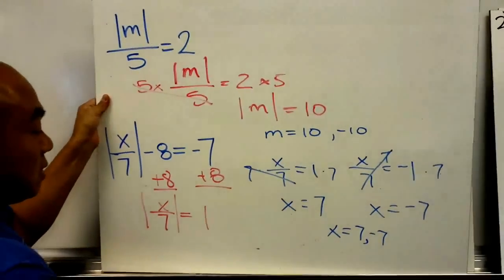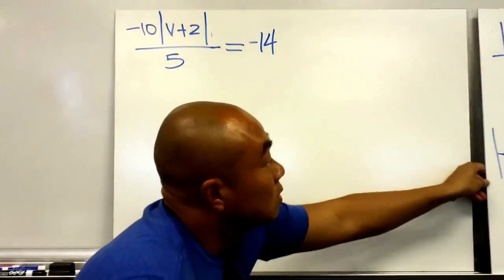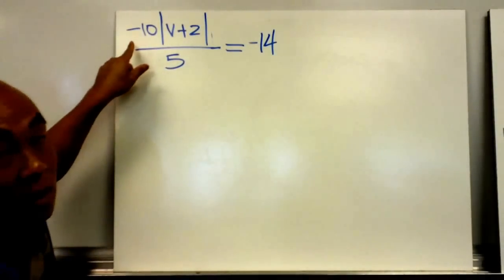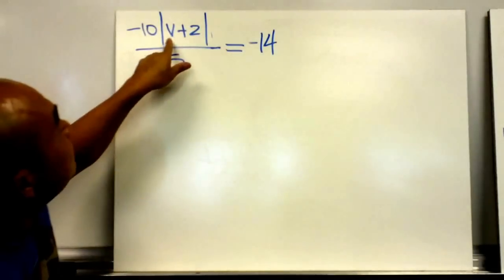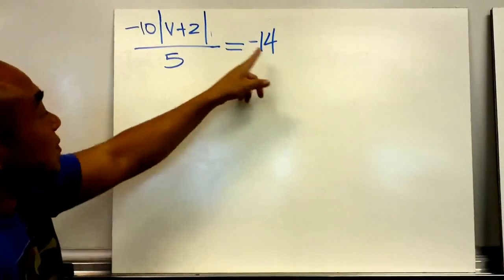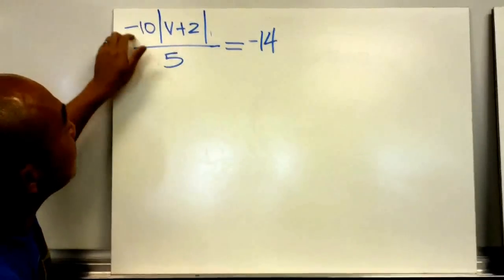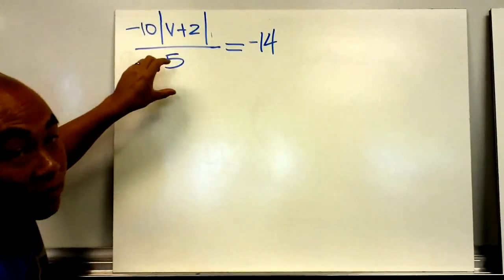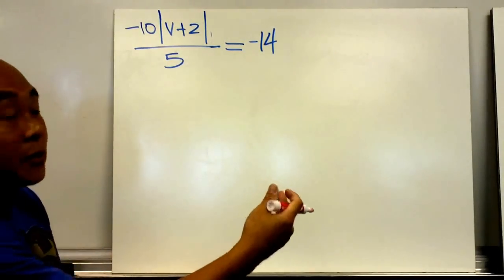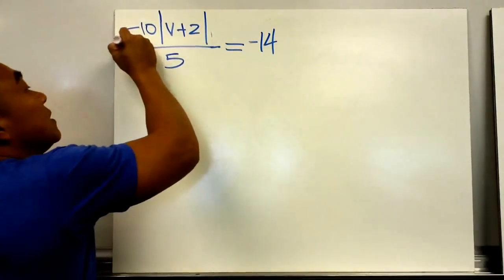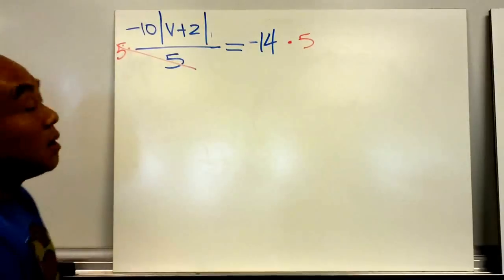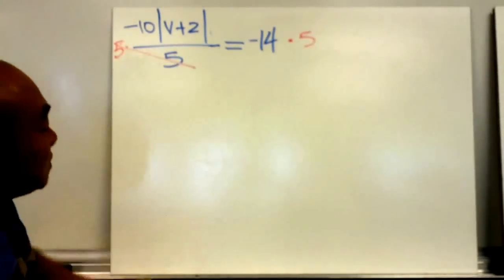Alright, one more. This one is going to be your hardest one. Alright, so you have negative 10 multiplied by the absolute value of v plus 2 divided by 5 is equal to negative 14. So our first step here is, of course, to get rid of all the numbers on the outside. And we want to get rid of the fraction part first. So let's go ahead and get rid of the divide by 5 by doing the inverse operation, which is multiplying by 5. So I'm going to multiply this by 5, multiply this by 5. That becomes 1. Then I can multiply that. That still stays the same.